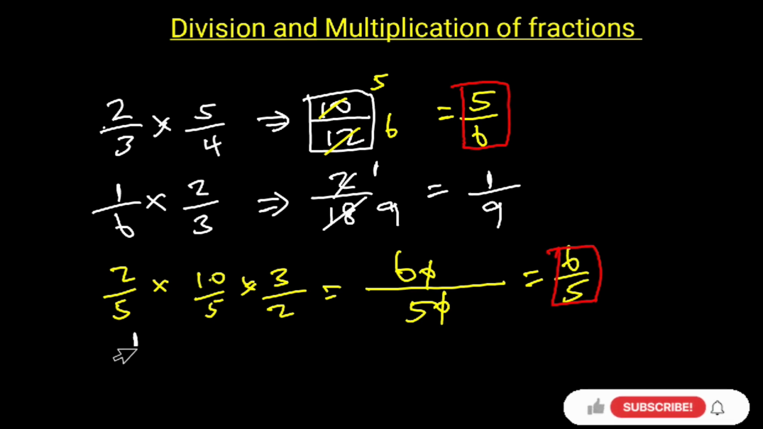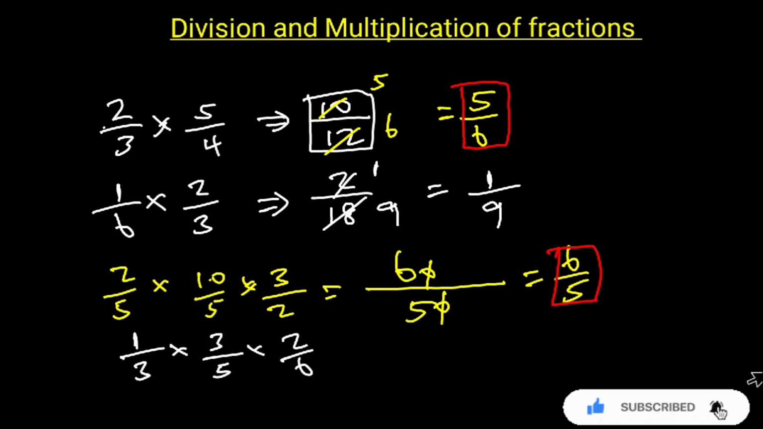If you have 1 over 3 multiplied by 3 over 5 multiplied by 2 over 6. So I want to solve this. If you look at this 2 over 6, you can see that you can further simplify it. 2 into itself is 1, 6 divided by 2 is equal to 3. And so let's replace this 2 over 6 with its equivalent, which is 1 over 3.